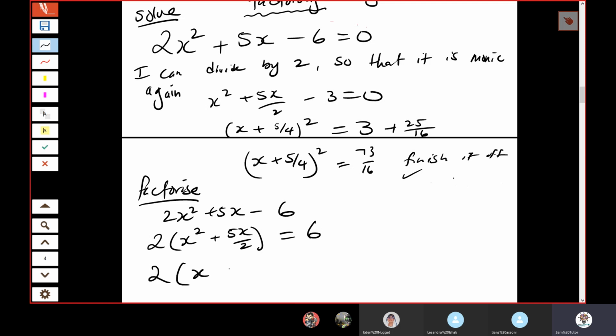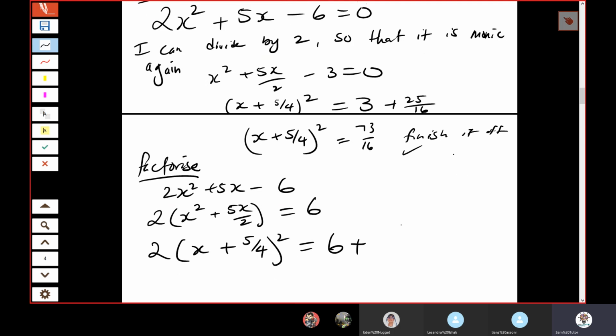Then you complete the square. X plus 5 over 4 squared equals 6 plus. Now here's the tricky bit. When we say square it, it's 25 on 16. You have to multiply that by the 2. So that's the tricky bit. So 25 on 16. So square it, but because there's a 2 in front, you got to also multiply by 2.